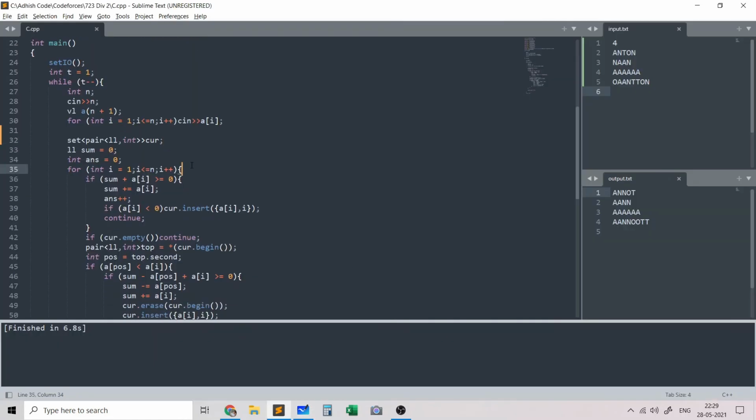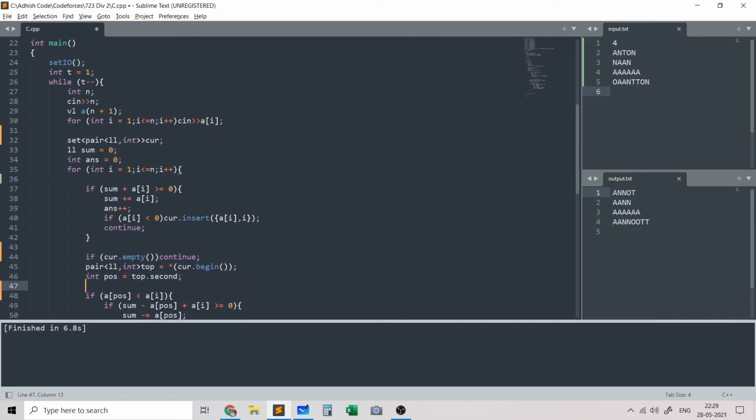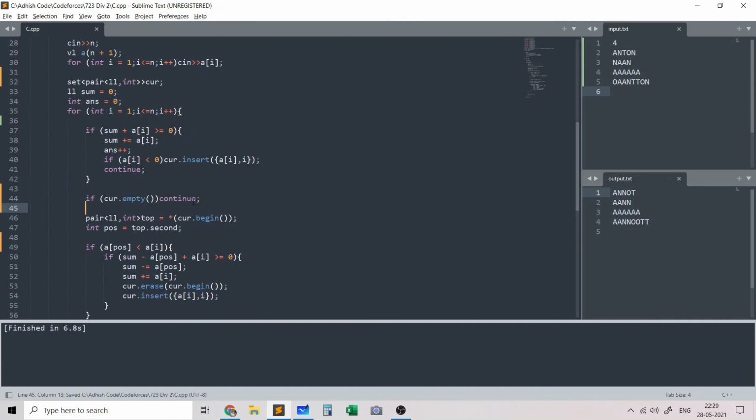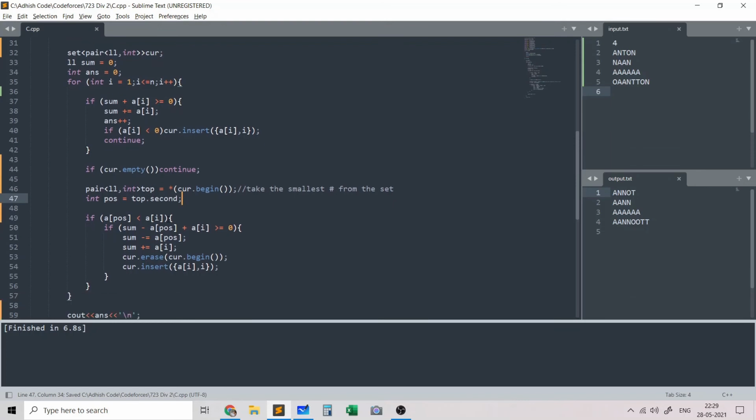So in the code for each i, basically what I'm doing is, if the sum plus e_i is greater than or equal to 0, then we'll take that value and insert it into the set if that value is negative, and we'll continue. Otherwise, we'll take the smallest number from the set, and if that number is actually less than a_i, then we swap a of pos with a of i.